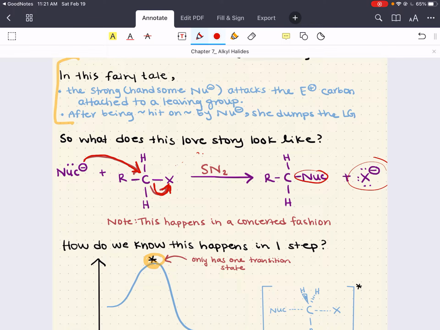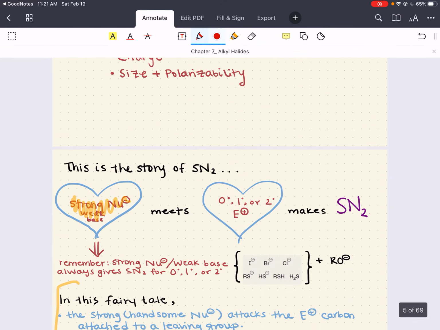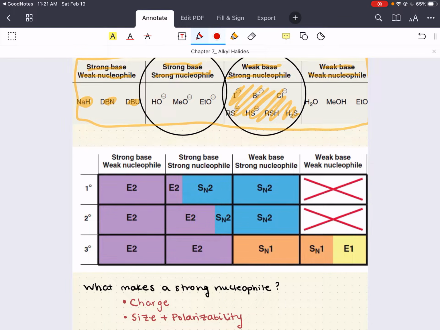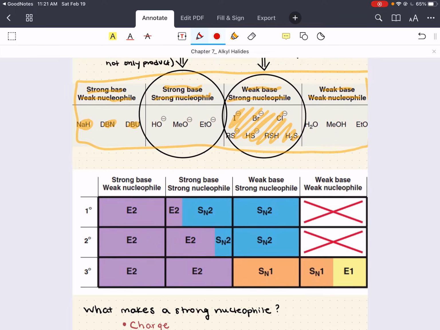Now you might ask, what are examples of strong nucleophiles that are also weak bases? Here is a list, and we can go back to our table. Here is a list of potential bachelors for the electrophilic carbon. Let's draw a box around these weak bases, strong nucleophiles. These are all strong nucleophiles, weak bases, which is what you need. You need a strong nucleophile for an SN2 reaction.